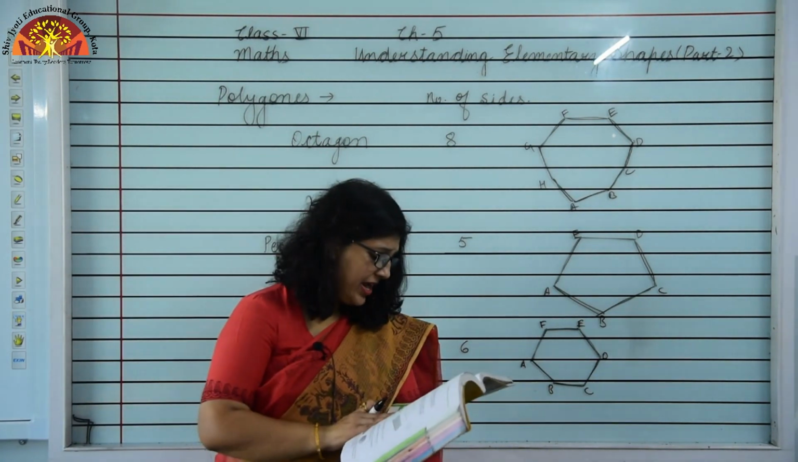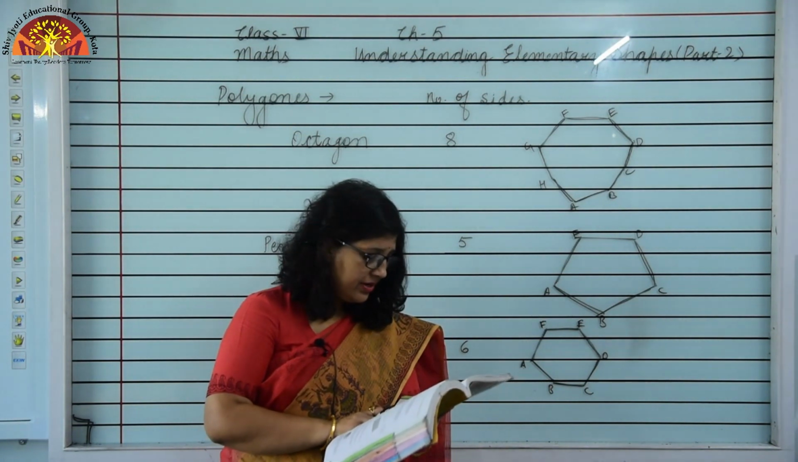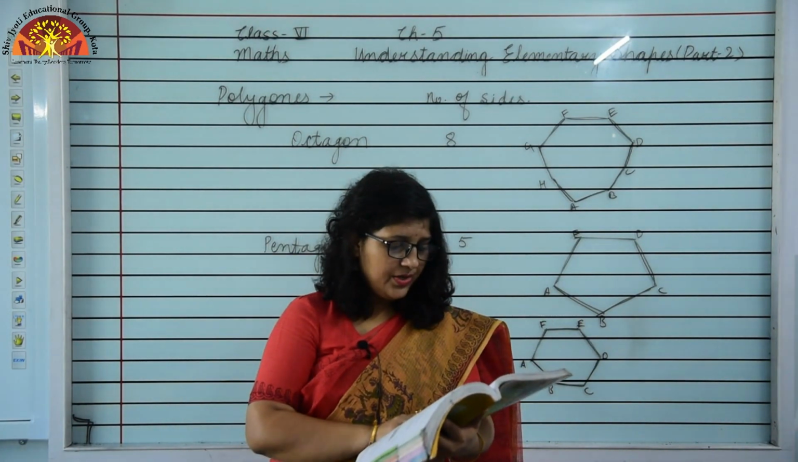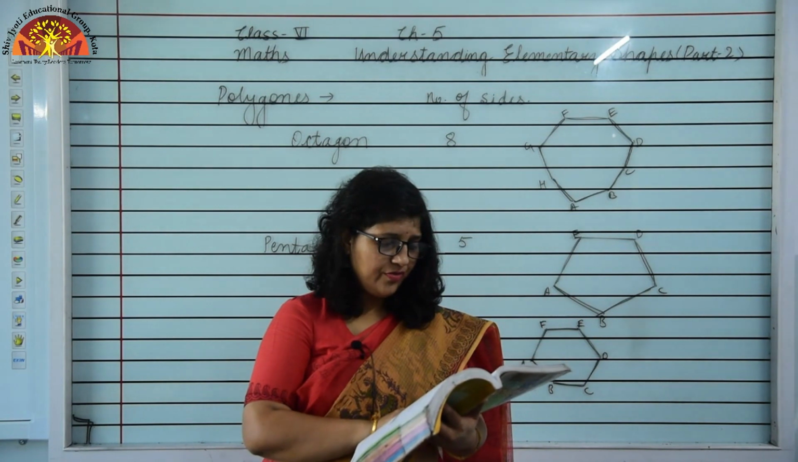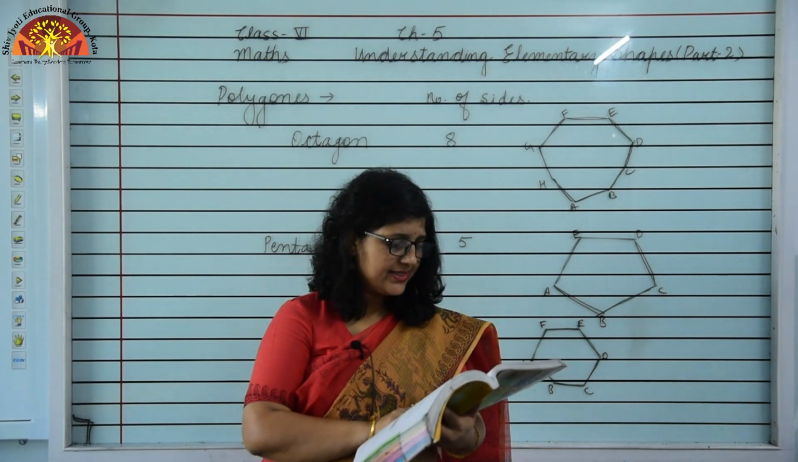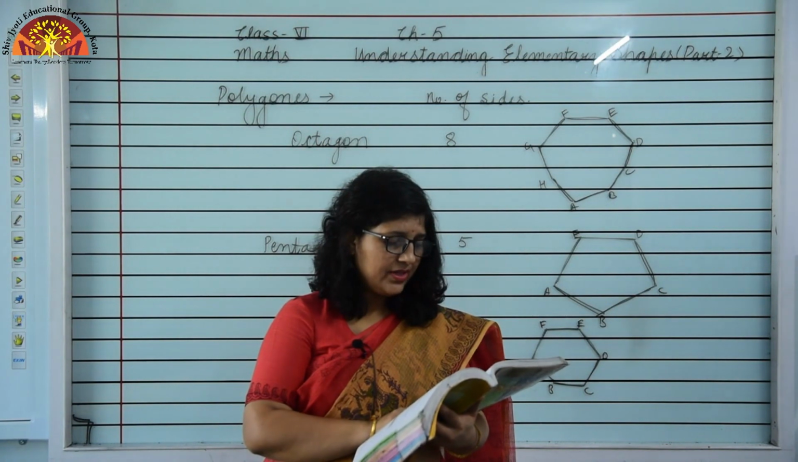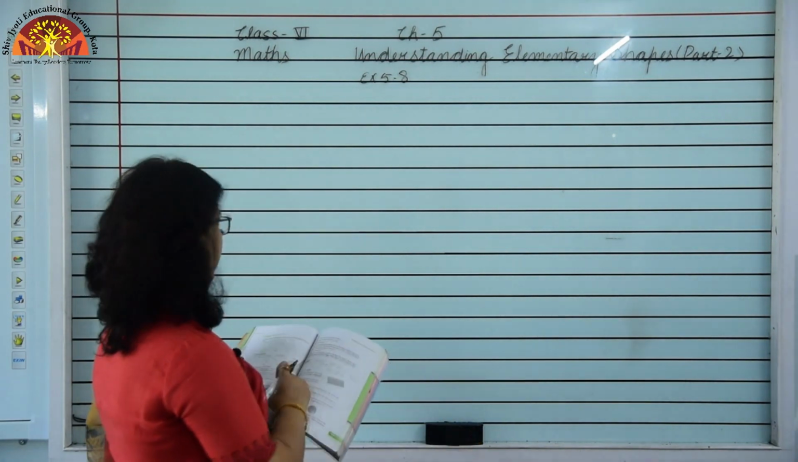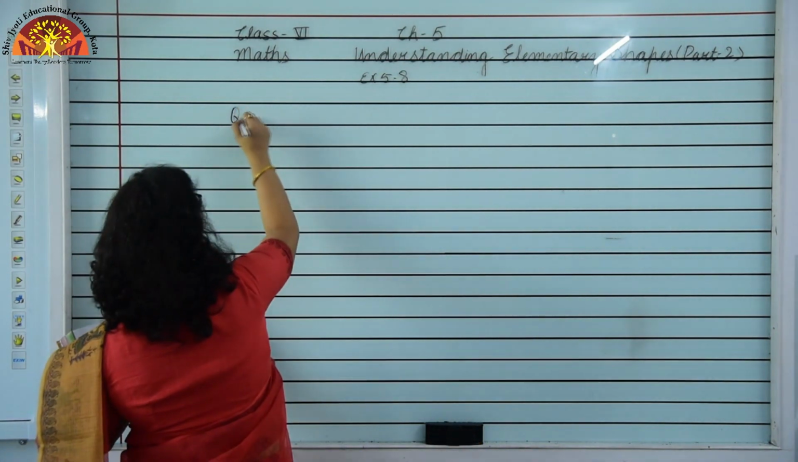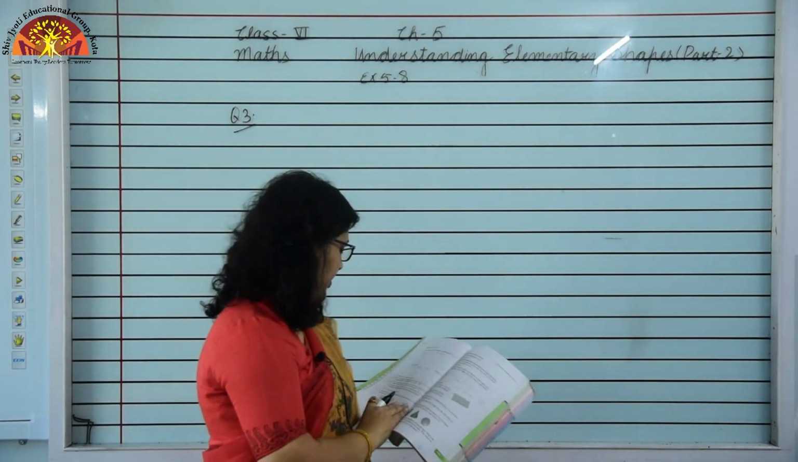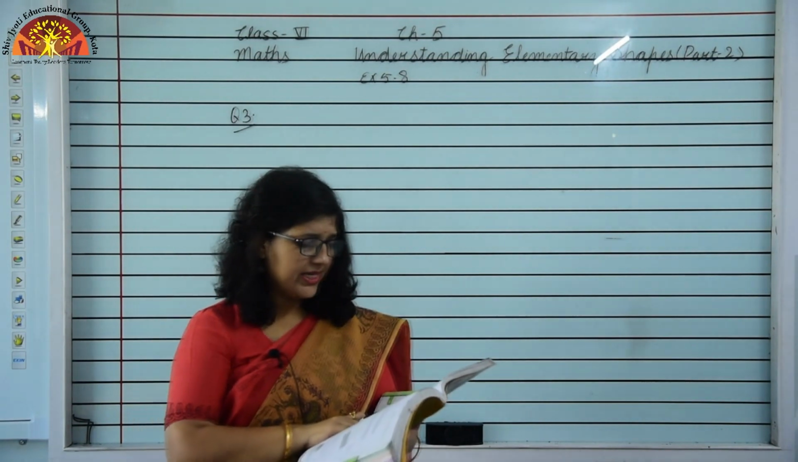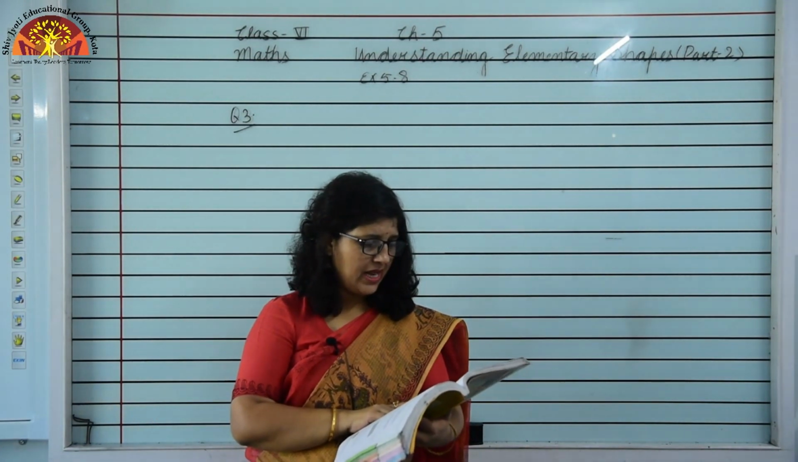Now students, we have one question, that is question number 4. Draw a rough sketch of a regular octagon. Use square paper if you wish. Draw a rectangle by joining exactly 4 of the vertices of the octagon. Let us discuss exercise 5.8, question number 3. Draw a rough sketch of a regular hexagon. Connecting any 3 of its vertices, draw a triangle. Identify the type of the triangle you have drawn.